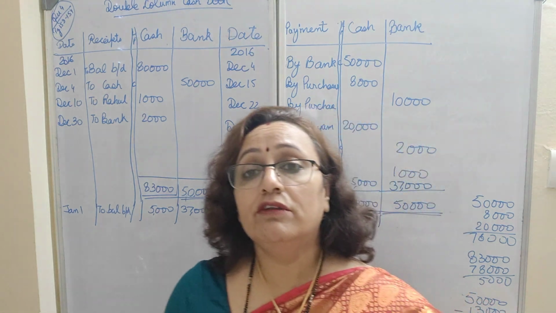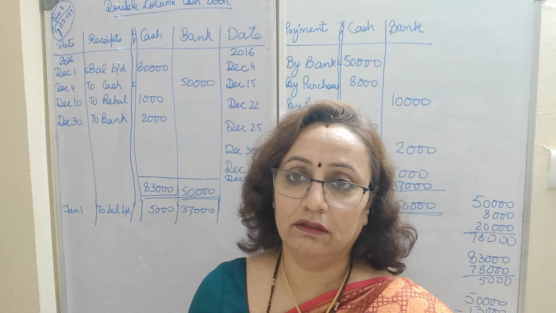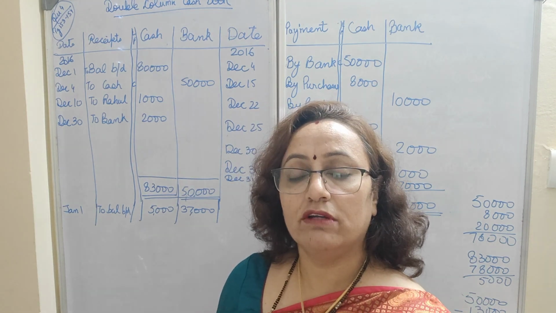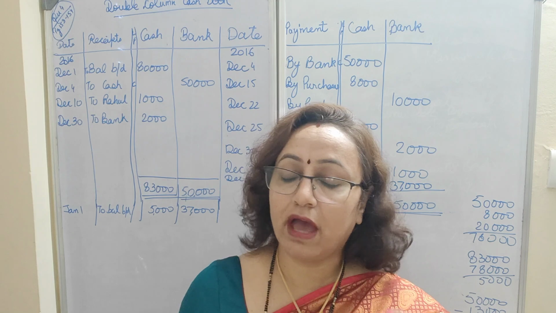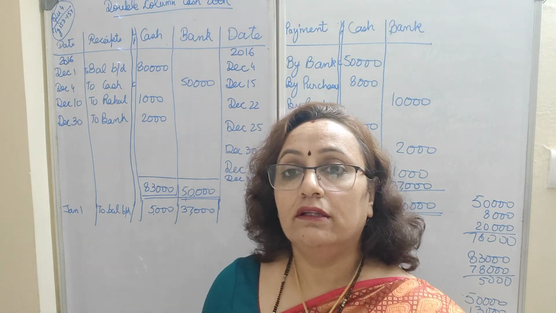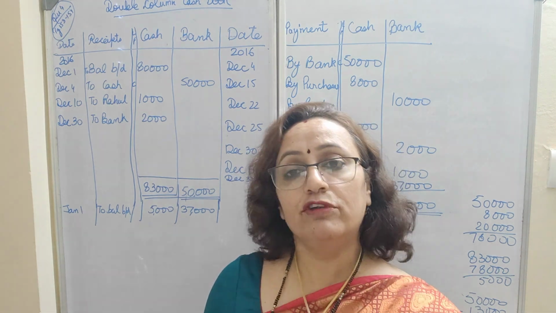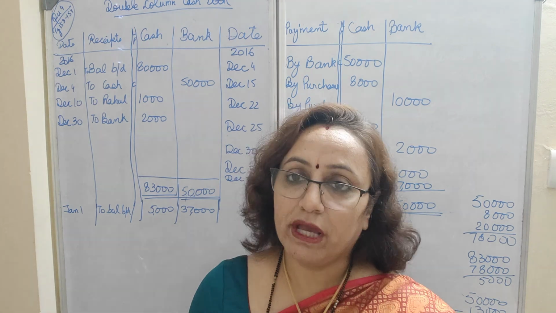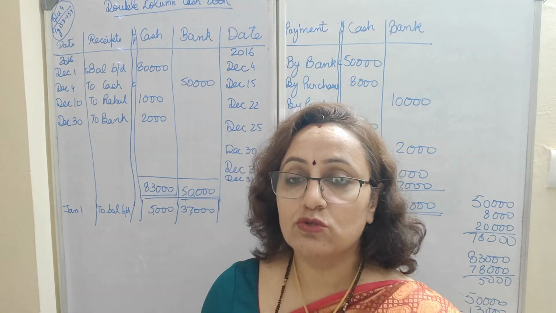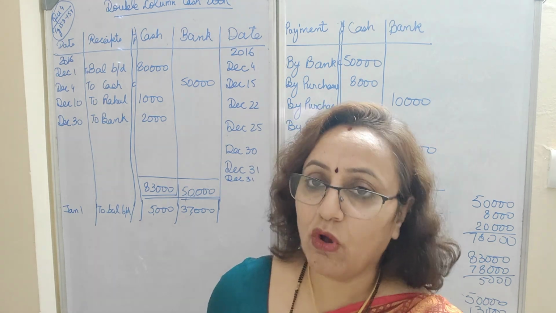Now please remember what items will come in the bank column. The items which are affecting my bank, whether I am giving cash to someone, whether I am giving a check to someone, or I am taking a check from someone, right? The other thing is I am making any payment using my check, or I am withdrawing money from bank, or I am depositing money in bank. So whenever bank is coming into the picture, we will be recording in the bank column.